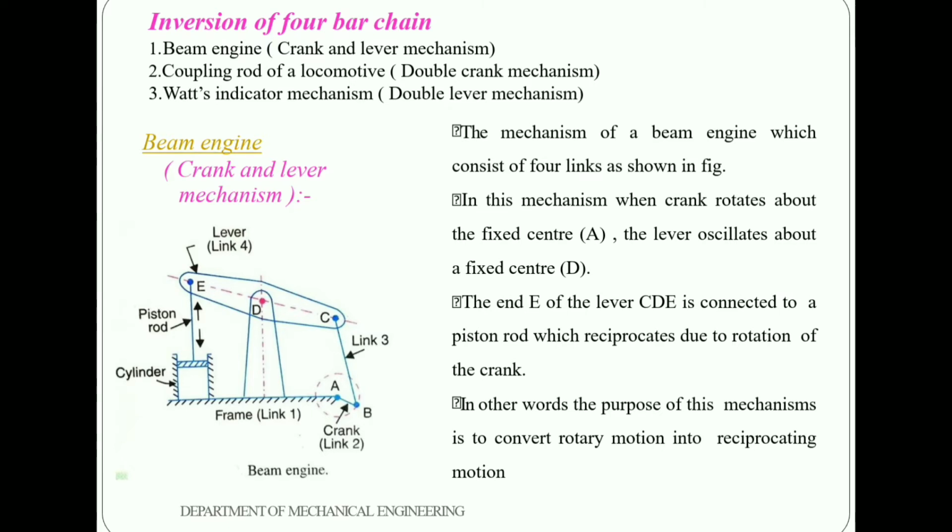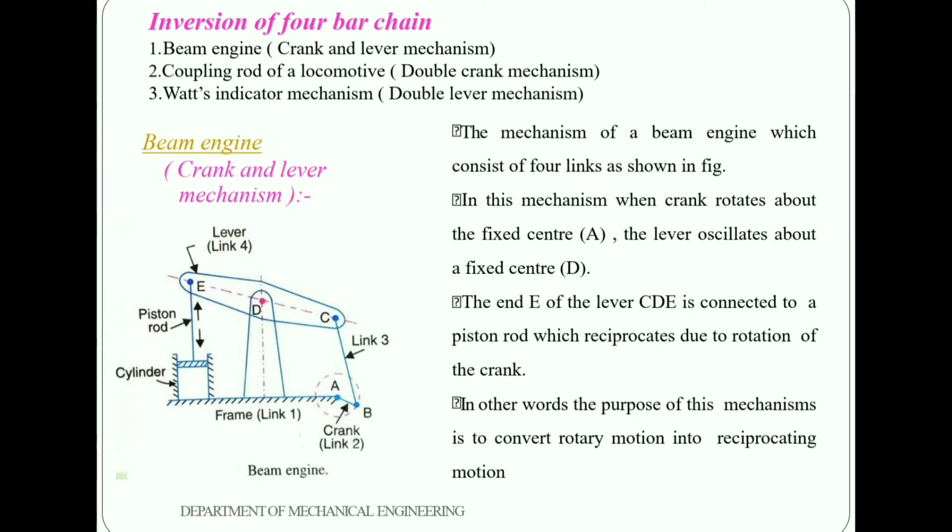First of all, we are going to see the beam engine, otherwise called the crank lever mechanism. The beam engine is an example of the crank rocker mechanism, where one link oscillates while the other rotates about the fixed link. The figure shows the connecting rod, lever, piston rod, vertical reciprocating motion, and also the cylinder, frame and a stand.